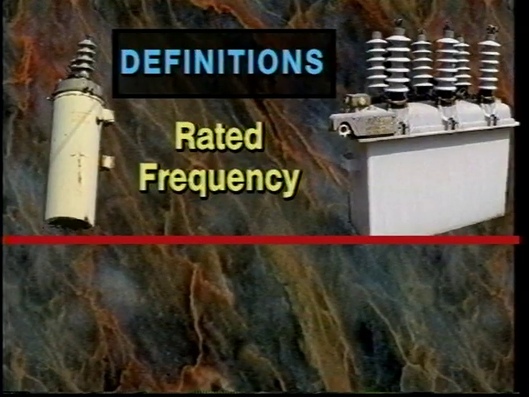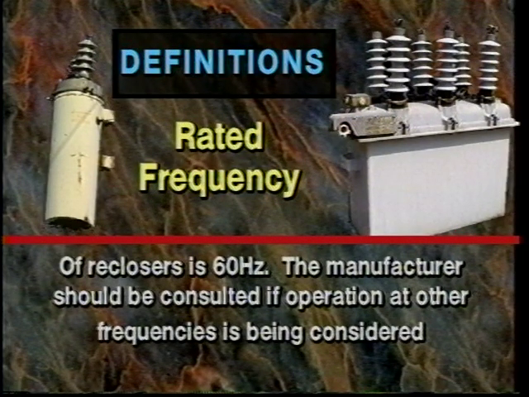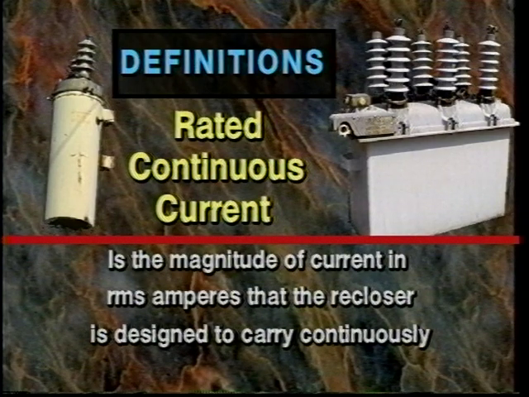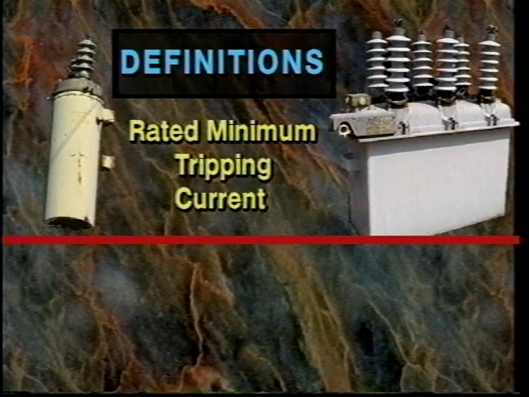This test demonstrates the ability of the recloser to withstand lightning and other fast impulse voltages. Rated frequency. The rated frequency of reclosers is 60 Hz. The manufacturer should be consulted if operation at other frequencies is being considered. Rated continuous current. The rated continuous current is the magnitude of current in RMS amperes that the recloser is designed to carry continuously.